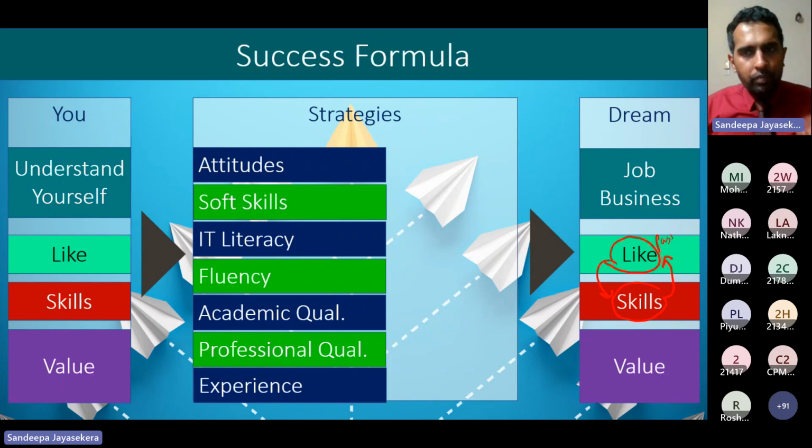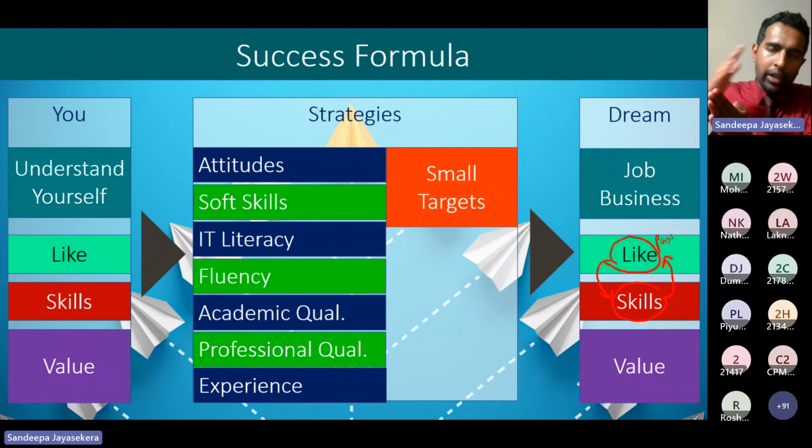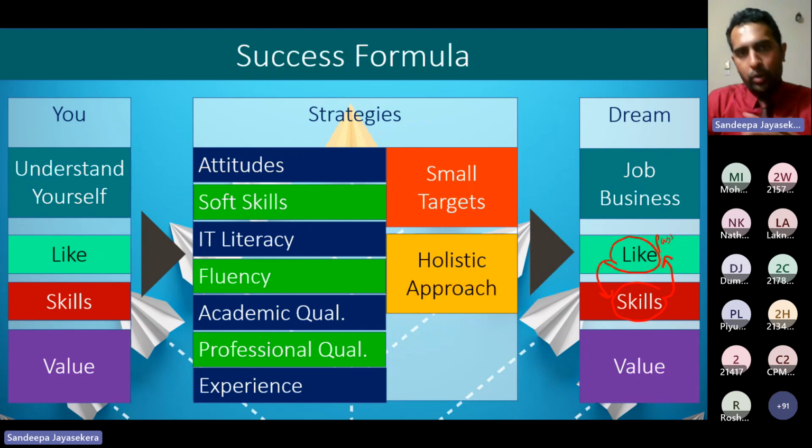So I would say, if you want to become successful, these 7 factors are highly, highly important. Accordingly, you need to develop small targets, right? In terms of attitude development or soft skills or whatever the qualification, have small targets. Within the next year, you are going to achieve these things. In these 7 factors, what are the things you're going to do? Have some small targets, because we need to have a bigger picture, and we need to reach that with the small targets. And like I said, we need to have a holistic approach.